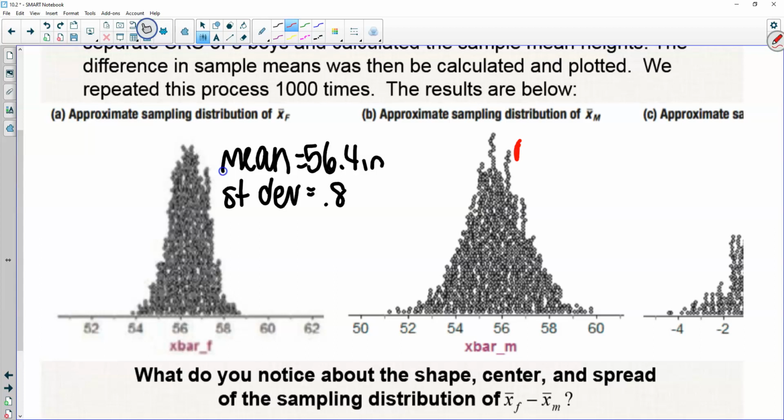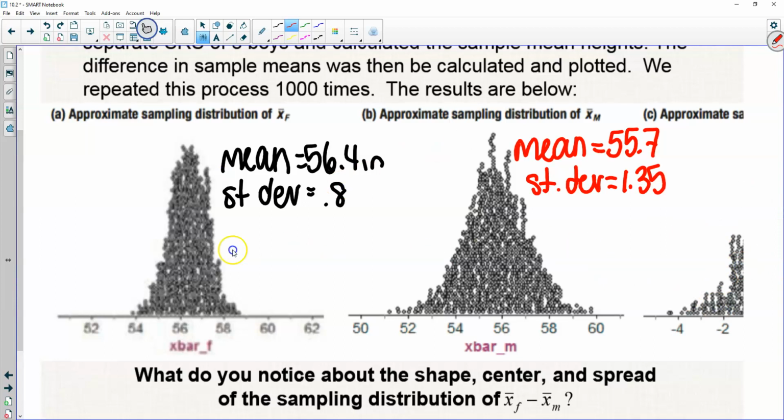The mean for boys is 55.7, and the standard deviation is 1.35. Unfortunately our shape got cut off, but as long as we know that these two are approximately normal in shape, then we know that the difference is also going to be approximately normal in shape.